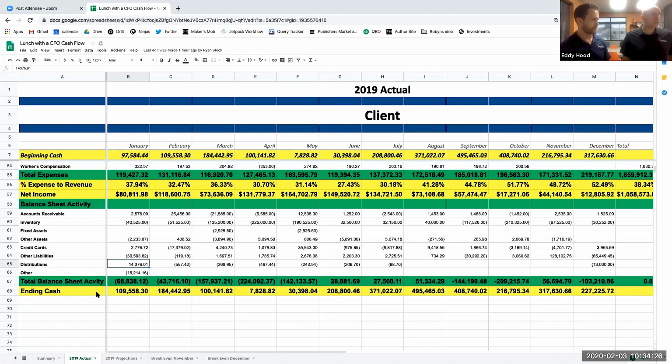So if we look at this example now, we stay right where we are. You can see that beginning cash was $97,584 for the month, very top. Our net income for the month was $80,811.